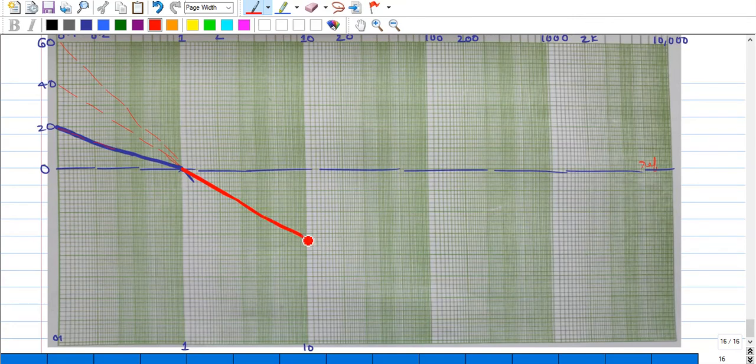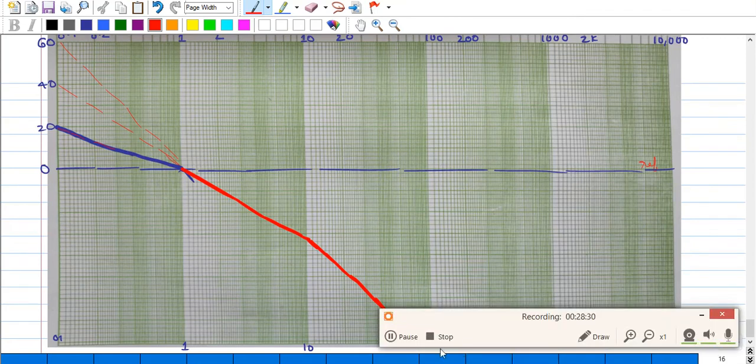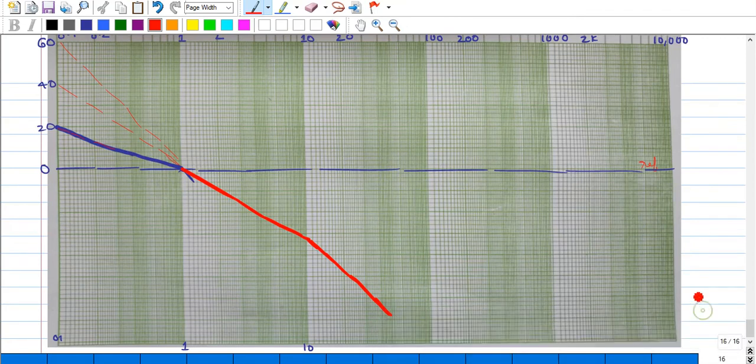So that is done. Finally we shall have one more line from 10 onwards that will be parallel to that particular 60 dB per decade line. Let me draw that. Let me pause this. Yeah, so we have drawn a line parallel to this 60 dB construction line, so that it will have a slope of minus 60 dB per decade. So now the magnitude plot is done.